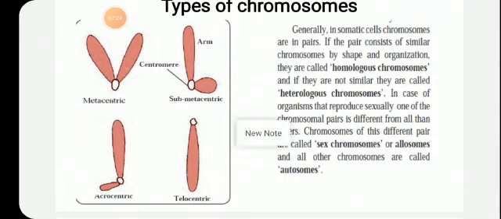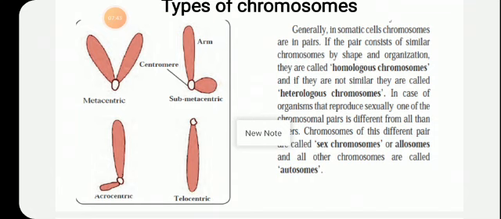In this way, we have four different types of chromosomes: metacentric, submetacentric, acrocentric, and telocentric. Children, are you clear about it? Yes.